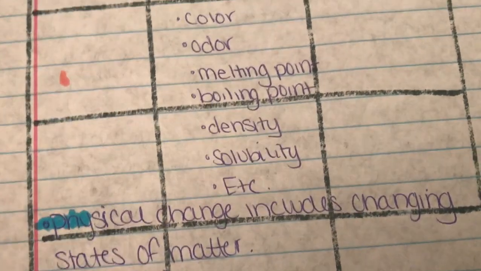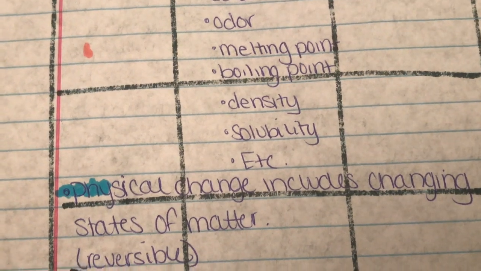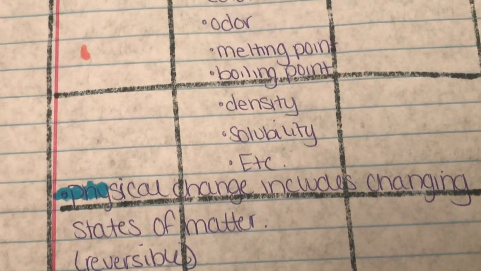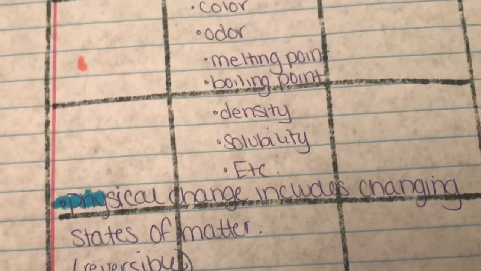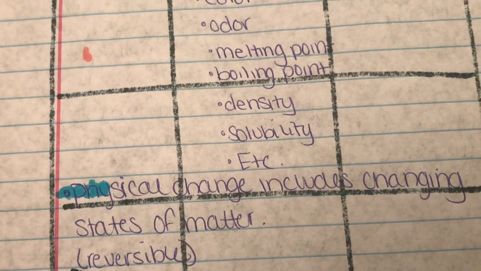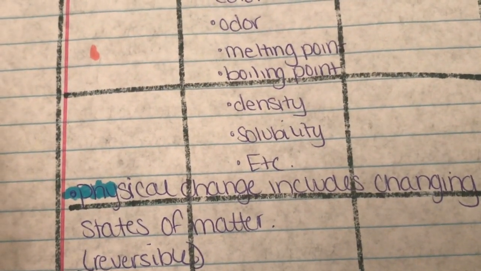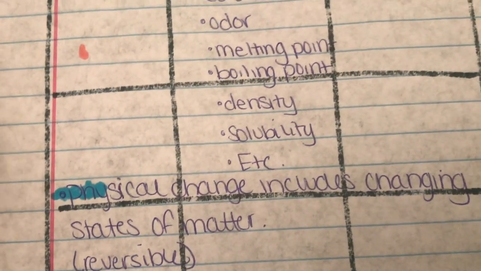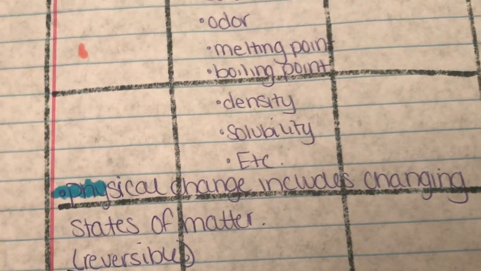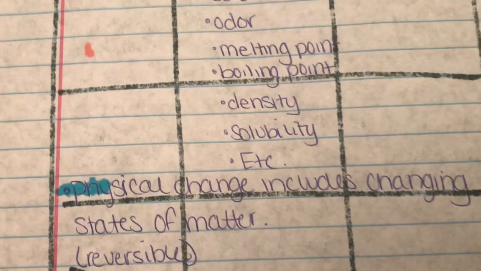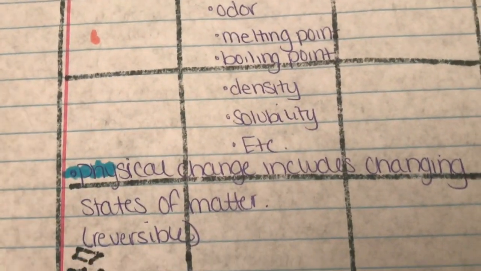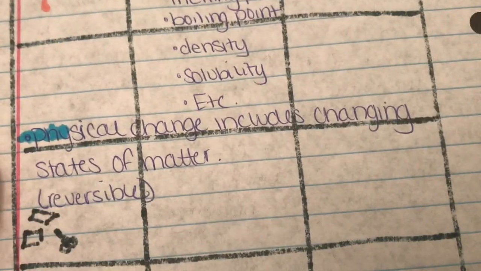Solubility is on here because it's something that you can see, but it's also considered a chemical property just because a chemical reaction could possibly happen if it is soluble. If it's not soluble, then it wouldn't be a chemical change. And many more. This is not the only list, but there can be a ton of different things.